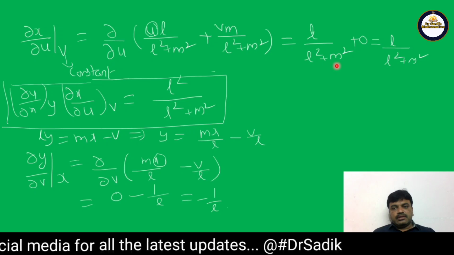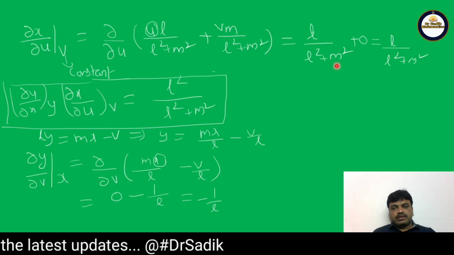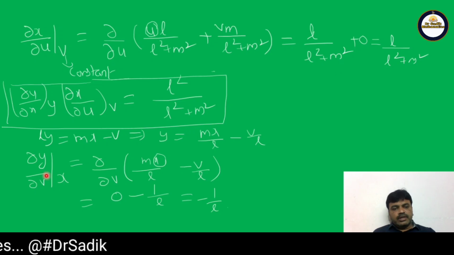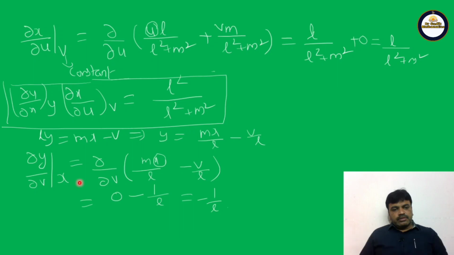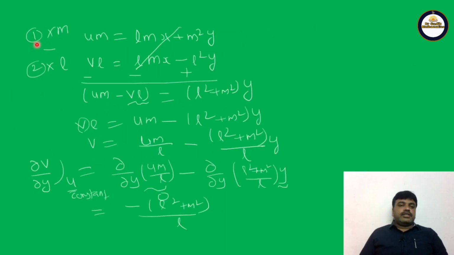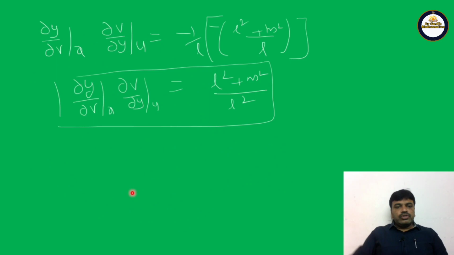Similarly, from the second relation, ∂y/∂v at x means y is a function of v and x. So we simply differentiate with respect to v and get minus 1/L. For the fourth relation we need to eliminate x, so the first equation is multiplied with m and the second equation with L. Finally we get the v value here. Now we can find ∂v/∂y at u, which is minus (L square plus m square)/L. Multiplying those two, we get (L square plus m square)/L square.